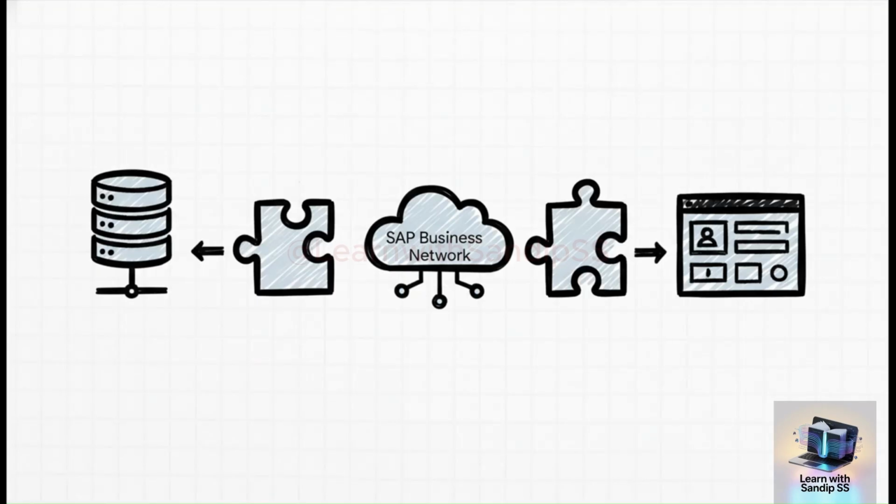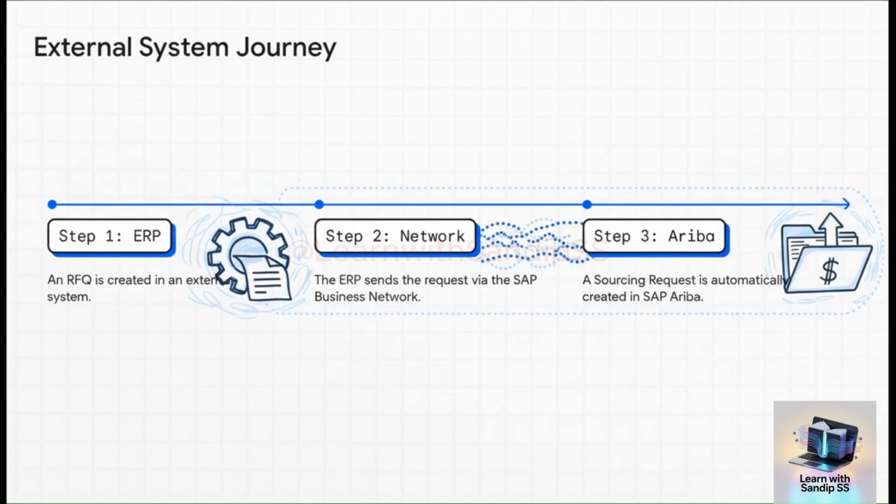Yeah, this second path is all about automation. It's kind of slick, actually. It works because there's a connection between 3 different systems that are all designed to talk to each other. Your company's main brain, the ERP system, then the SAP Business Network, and finally SAP Ariba Sourcing. Let me walk you through how this automated journey works. It all starts when someone creates a request for quotation, an RFQ, in that external ERP system. That system then automatically shoots the request over through the SAP Business Network, which in turn creates the sourcing request in SAP Ariba. The best part? It all happens without anyone having to lift a finger. It's a totally seamless handoff.